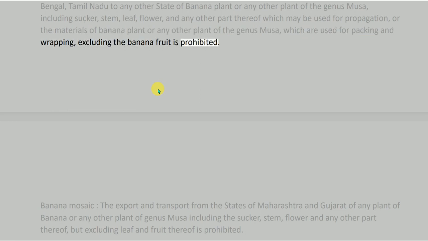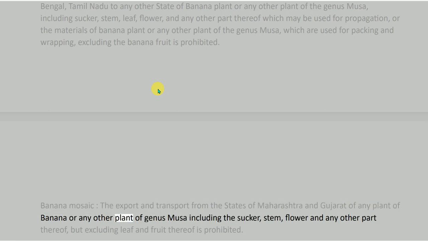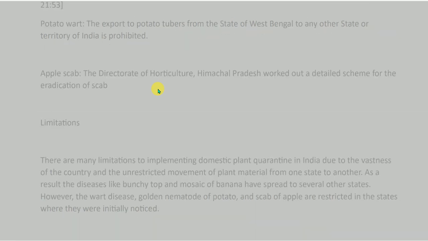Banana mosaic: the export and transport from the states of Maharashtra and Gujarat of any plant of banana or any other plant of genus Musa including the sucker, stem, flower and any other part thereof, but excluding leaf and fruit thereof, is prohibited. Potato wart: the export of potato tubers from the state of West Bengal to any other state or territory of India is prohibited. Apple scab: the Directorate of Horticulture, Himachal Pradesh worked out a detailed scheme for the eradication of scab. Limitations.